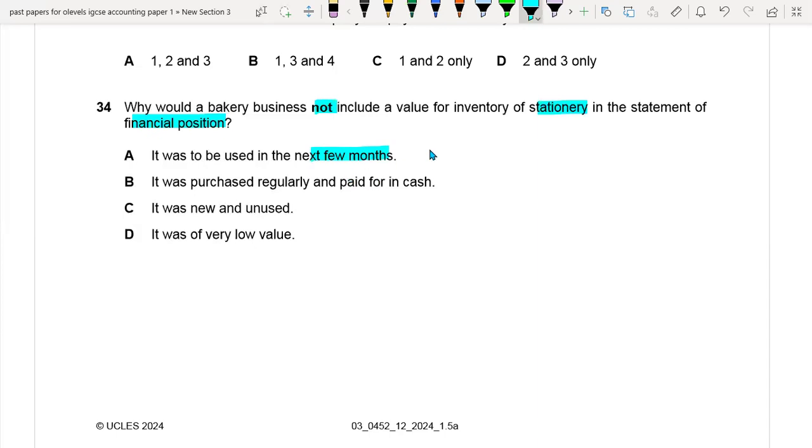So by understanding this concept, D is a good answer for it. But let's see the other options. It was new and unused. So it's not like that. We are using stationery, and it was purchased regularly and paid for in cash. Again, this is not true, because we do not purchase stationery on regular intervals. So that is why this is not the right answer. So it means that D option is the right option. Okay.